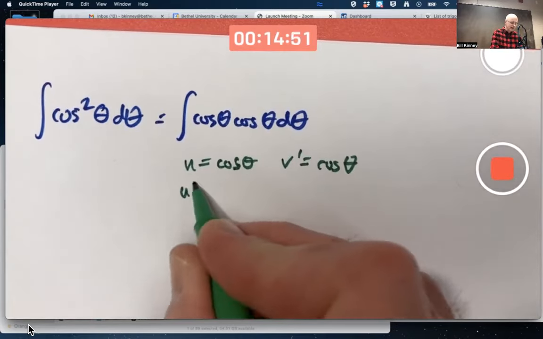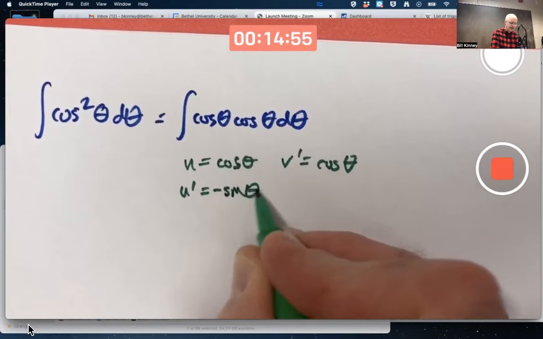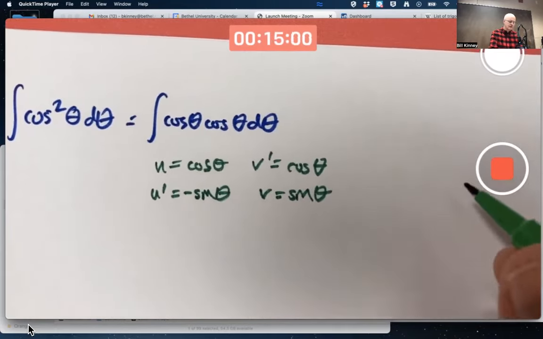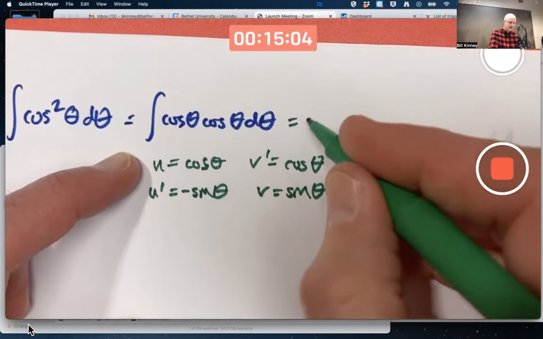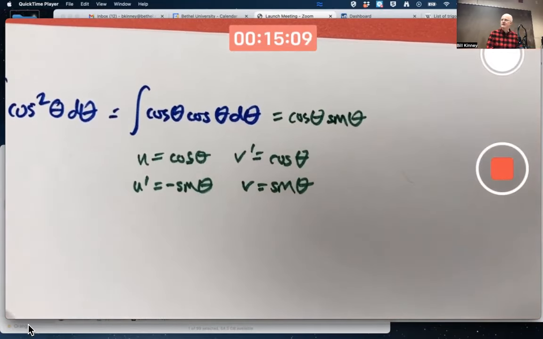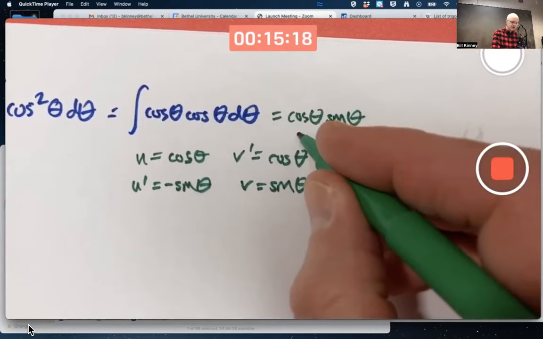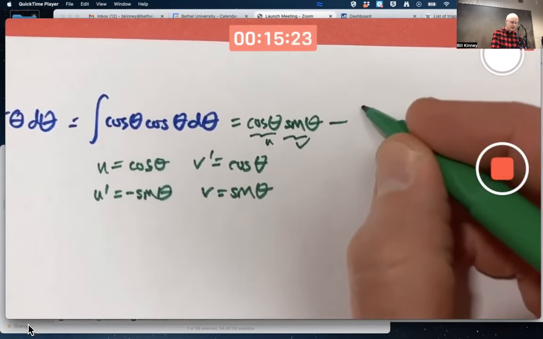What happens if I do that? U prime will be negative sine theta, and v will be sine theta. U times v will be cos theta times sine theta. Now, I almost always put parentheses around my inputs for cosine and sine. I'm not bothering here because it would just be too many parentheses. That's u times v, minus the integral of v times u prime.